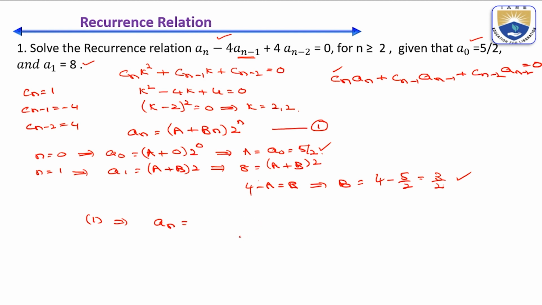A_n is equal to 5 by 2 plus B is 3 by 2 into n, into 1 to the power of n. So this is the solution for the given recurrence relation.